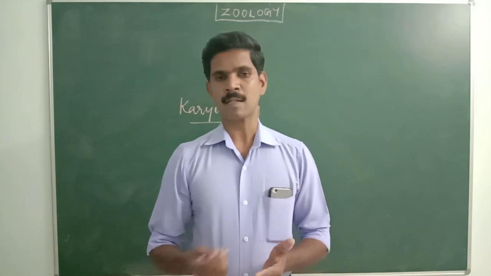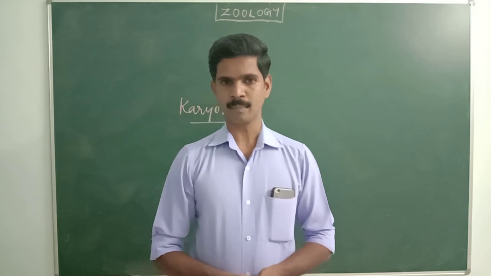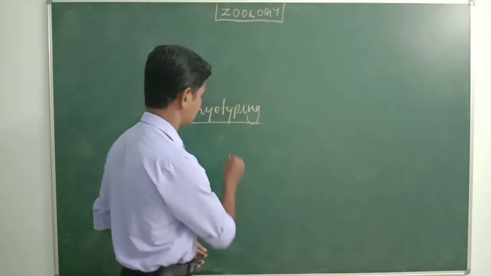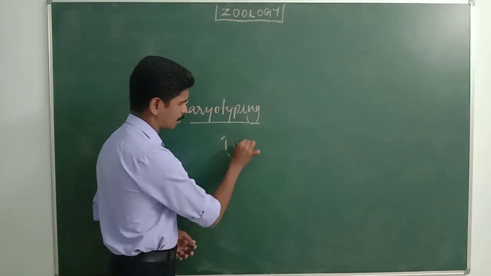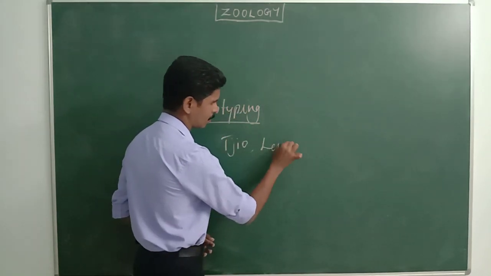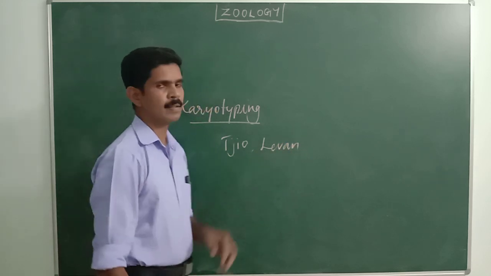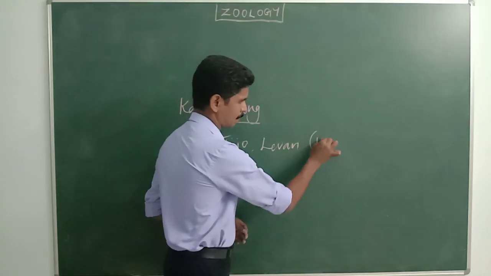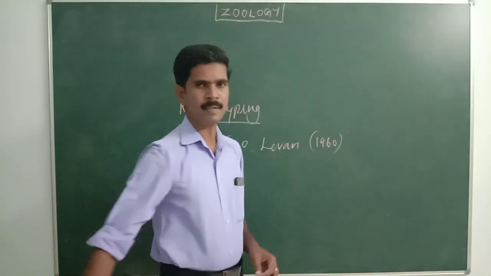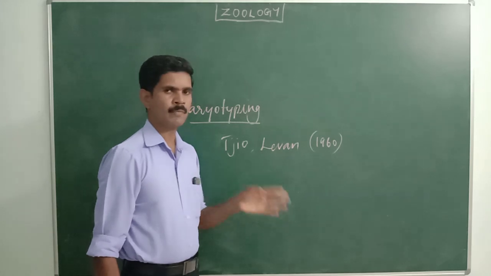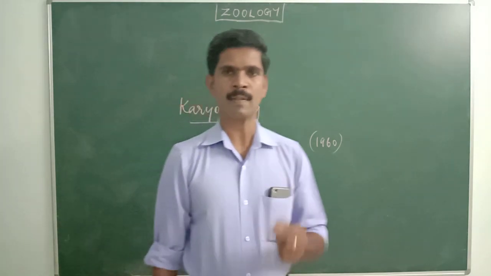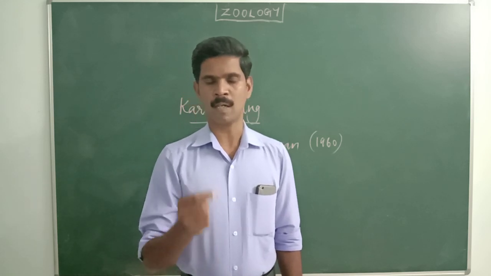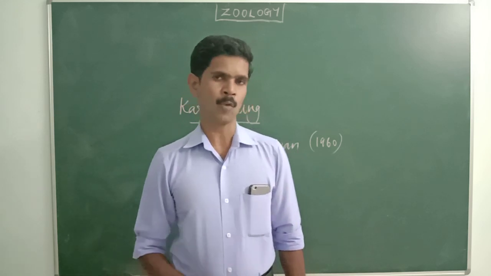Then, the preparation of this karyotyping. Two scientists, Tijo and Lieber. Understand? So in the year 1960, these two people first explained this karyotyping technique with the help of leukocytes. Leukocytes means the blood cells, or WBC, present in the human blood.